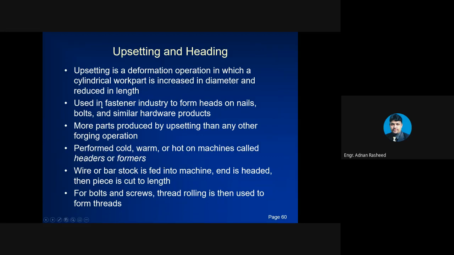That is used in fastener industries to form heads on nails. Upsetting and heading are used to make the heads of nails. More parts are produced by upsetting than any other forging operation, performed either cold, warm, or hot, on machines called headers or formers. Wire or bar stock is fed into the machine and heated, then the piece is cut to length. For bolts and screws, thread rolling is used to form the threads.